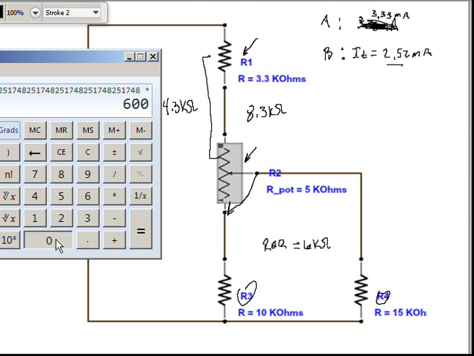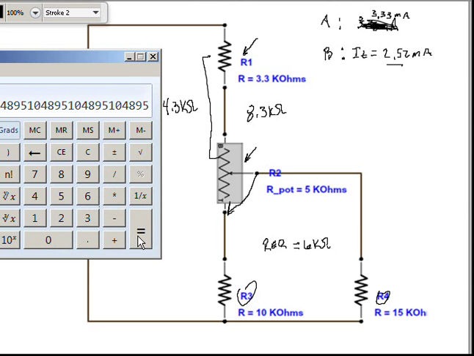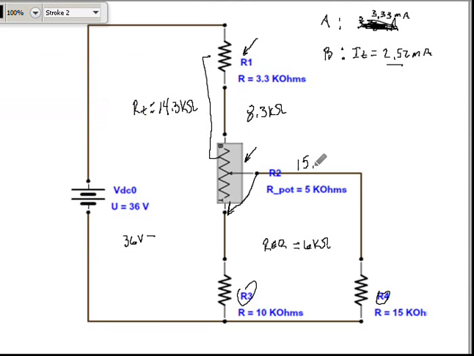Times 6,123 equals 0.00252 times 6,000 equals 15.12 volts. So there's my voltage across my parallel network.